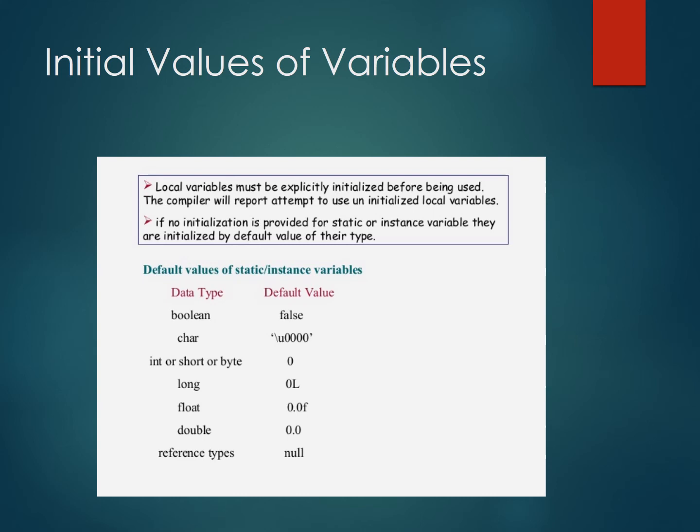Boolean data type default value is false, char is null, int, short or byte 0, long 0L, float 0.0f, double 0.0, reference types null. These are all the default values applicable only for static or instance variables but not for local variables.